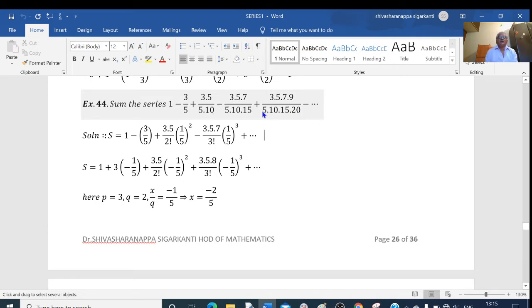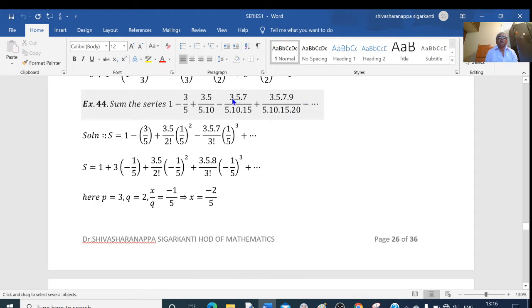So this is an alternating series, but here if you observe the terms, these are the terms, 4 terms which are in arithmetic progression. And below we have 5, 10, 15, 20. This can be written as 5 into 1, 5 into 2, 5 into 3, 5 into 4. So that is, this can be written as 5 to the power of 4 into 4 factorial. In the numerator we have 4 terms which are in arithmetic progression, and in the denominator we have 4 factorial into 1 by 5 to the power of 4.